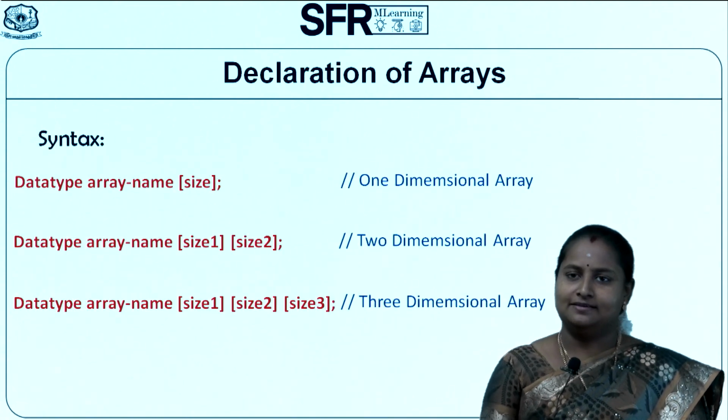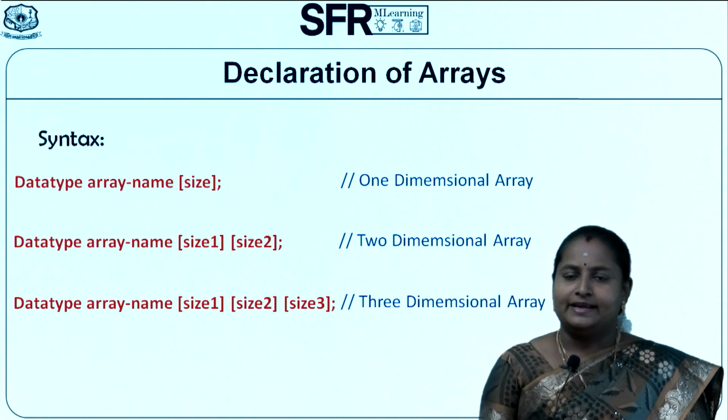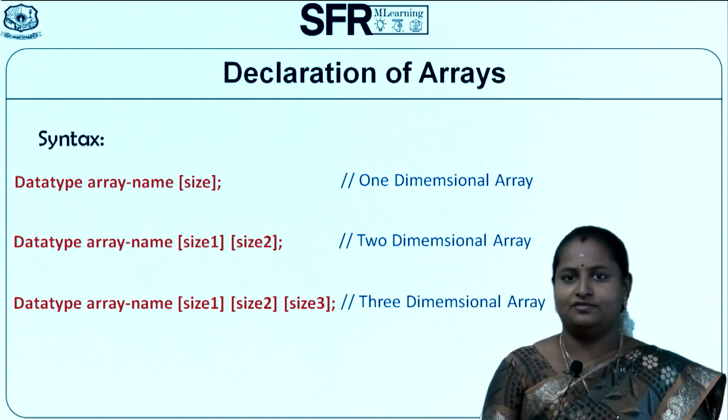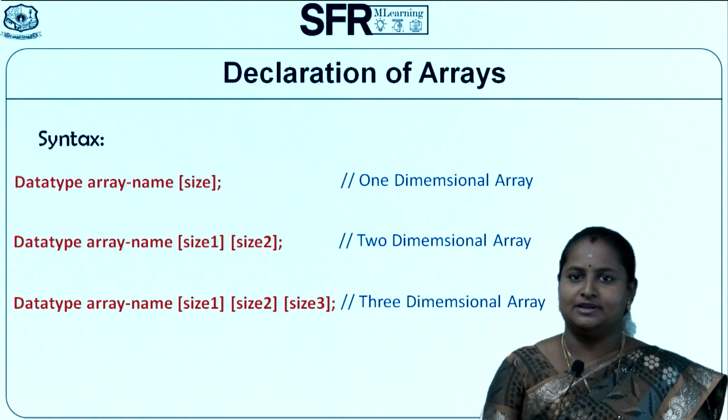First, we are going to see declaration of arrays. For declaration, the syntax is, first we have to specify the data type of the array. Data type can be int, char, float, etc. If we declare it as int, it will behave like an integer array that allows only integer elements.